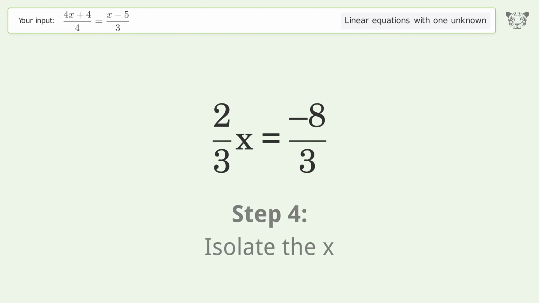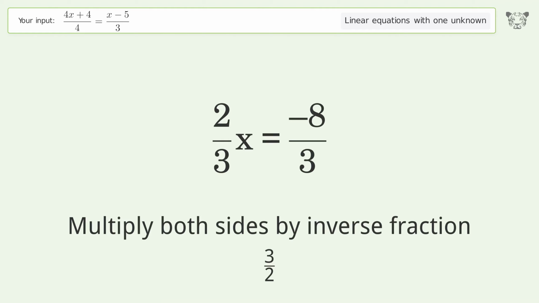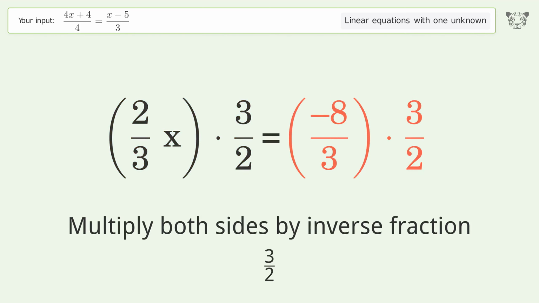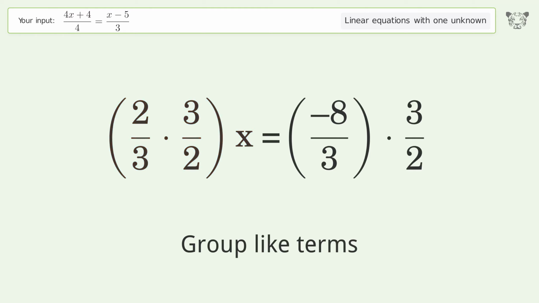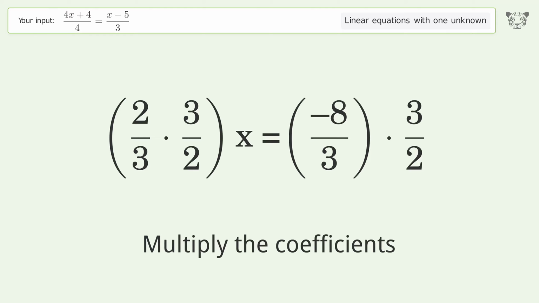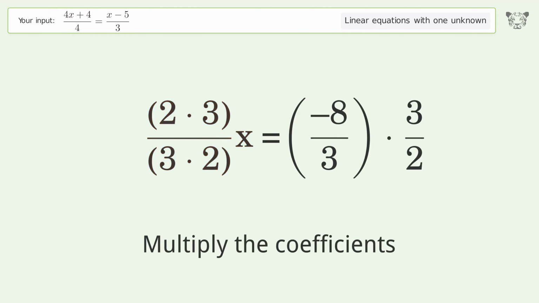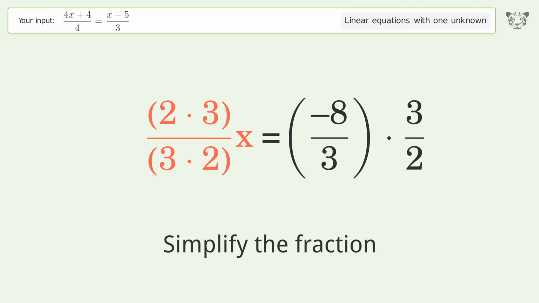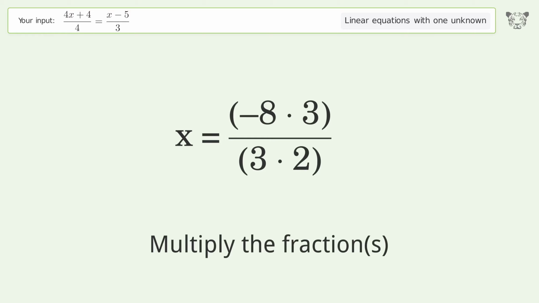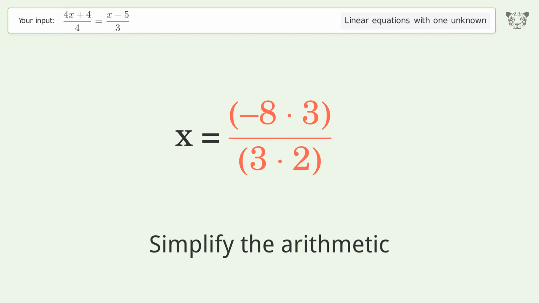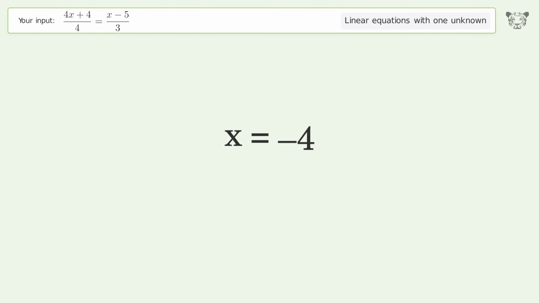Isolate the x. Multiply both sides by inverse fraction 3/2. Group like terms. Multiply the coefficients. Simplify the fraction. Multiply the fractions. Simplify the arithmetic. And so the final result is x equals -4.